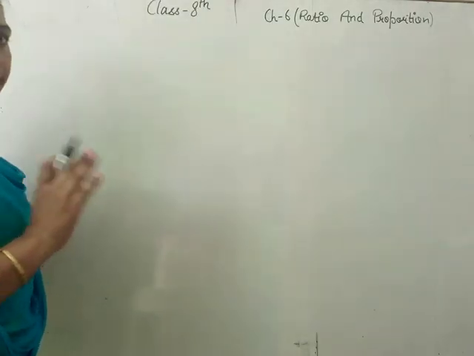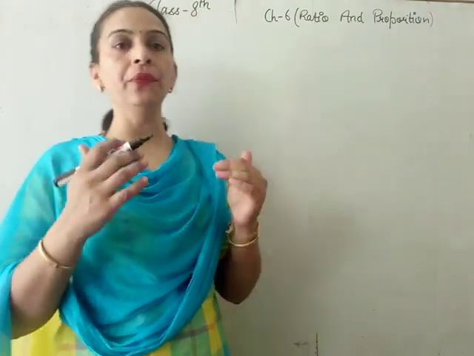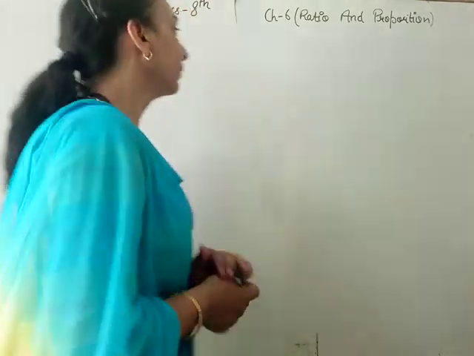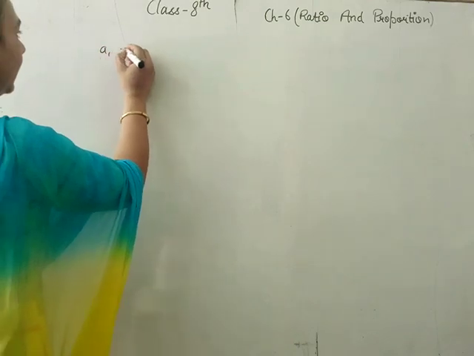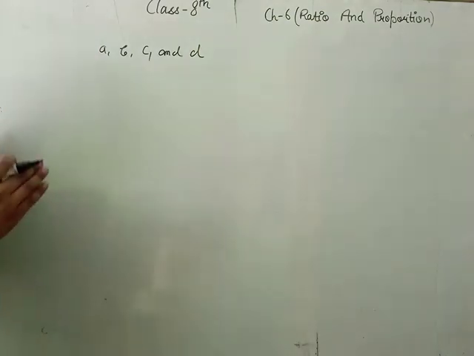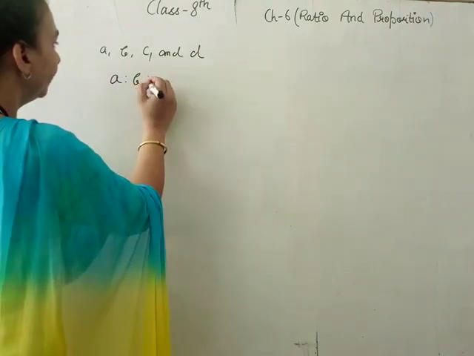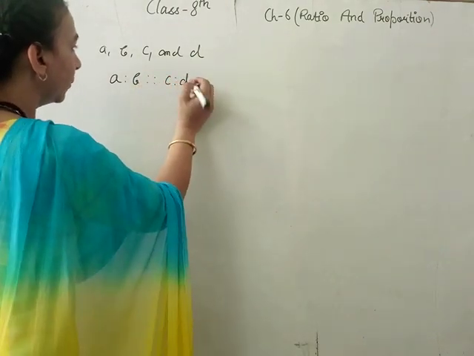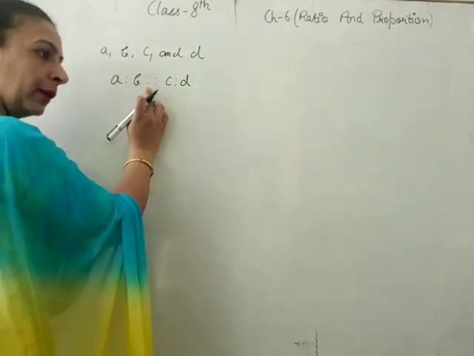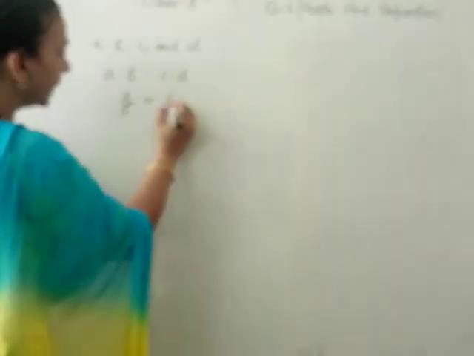Students, if there are four quantities, they are said to be in proportion if the ratio of the first to the second is the same as the ratio of the third to the fourth, like this. If we have four quantities A, B, C and D, the ratio of first to second is the same as the ratio of third to fourth. This is the sign of ratio and this is the sign of proportion. We write A by B, and proportion means equal, C by D.